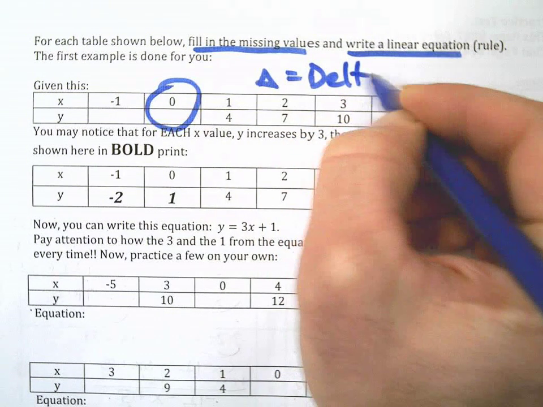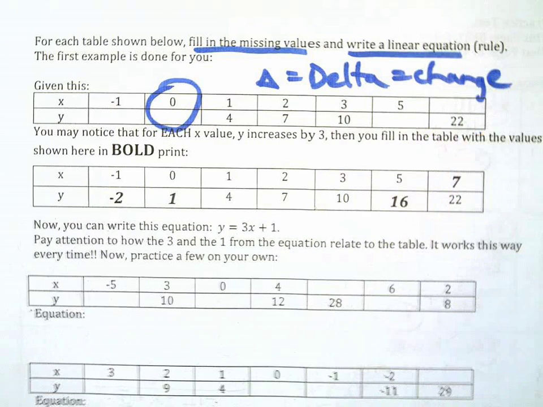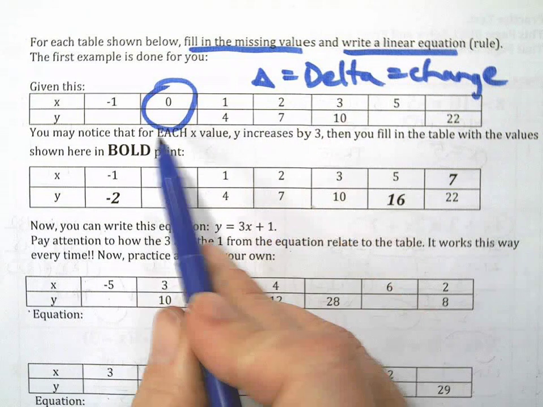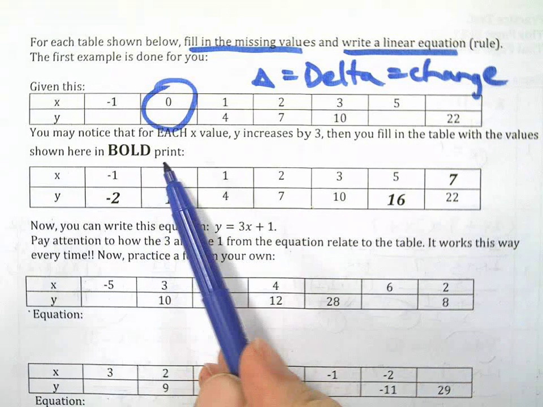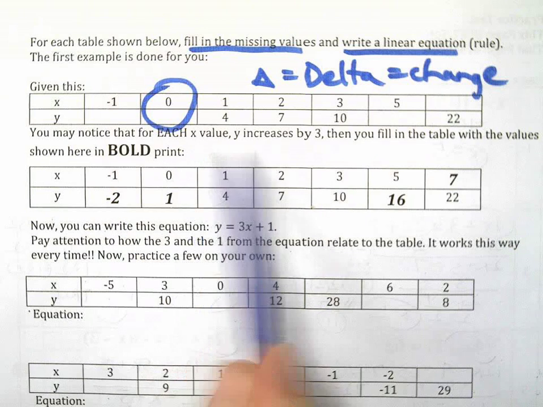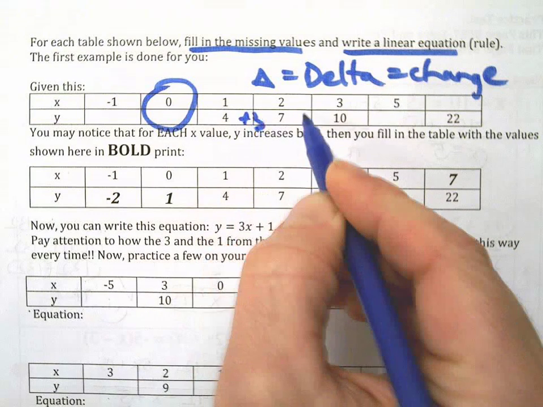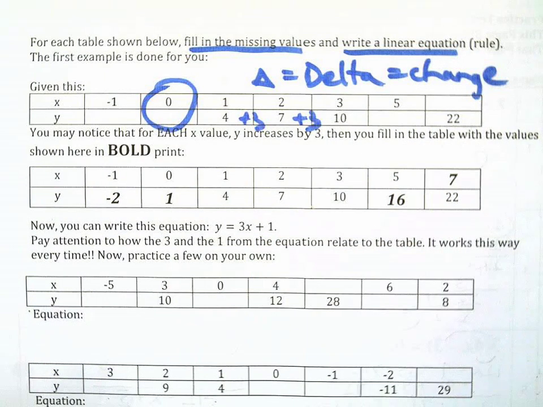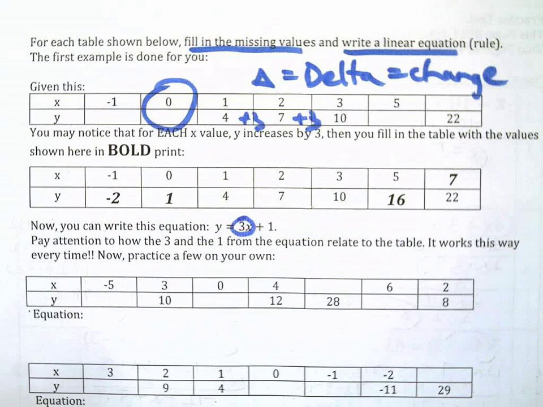The little triangle, Greek symbol, delta, also symbolizes change in the world of mathematics. We need to know how much things are changing, and we need to know what that box is under the zero. Did you read the example before you ask these questions? Here we go. You may notice that for each x value, y increases by 3, right? We see that happening right here. That's called the change. That's the delta. That's the change in y. Notice that's where it is in the equation.